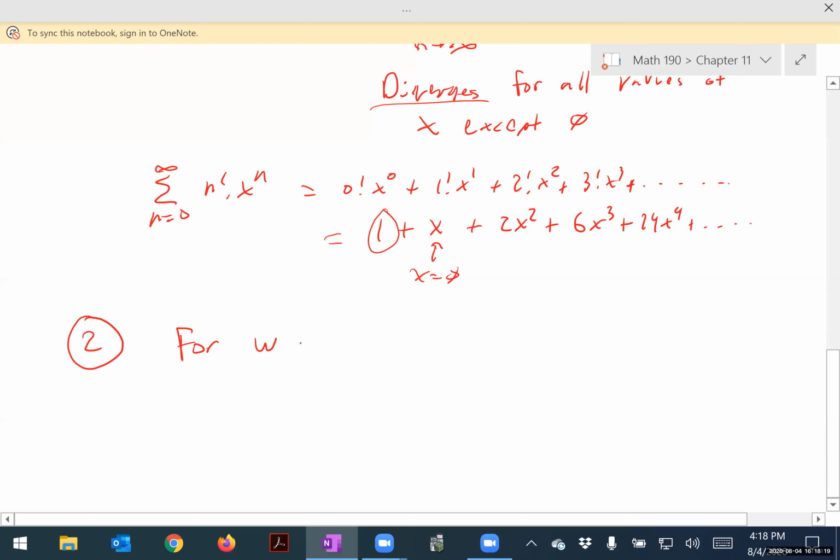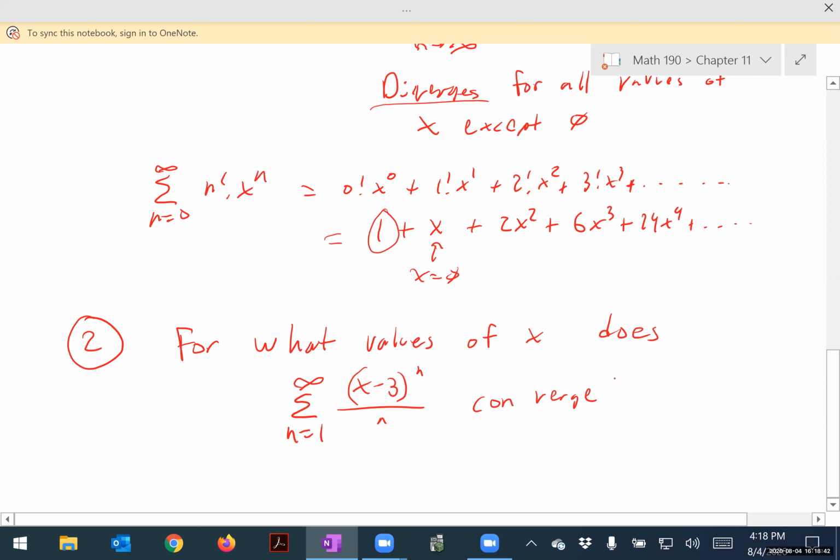Okay, for what values of x does the summation n equals 1 to infinity of (x minus 3) to the nth power all over n converge? For what values of x does that thing converge?